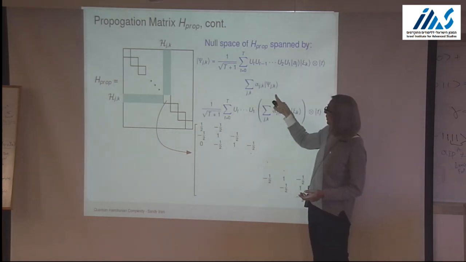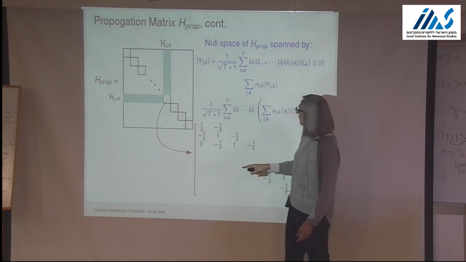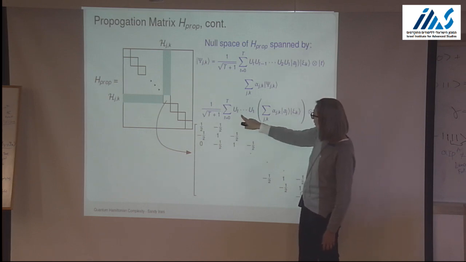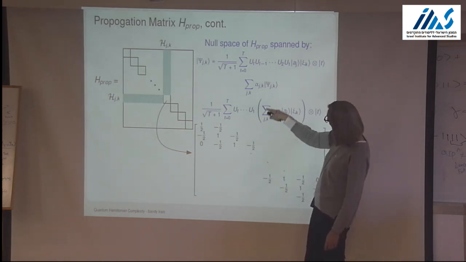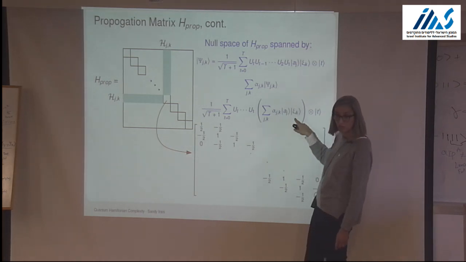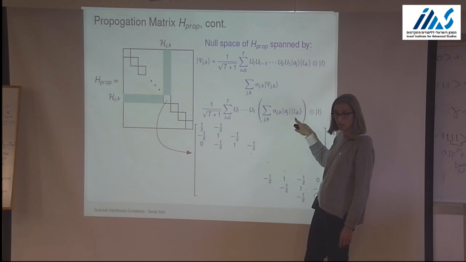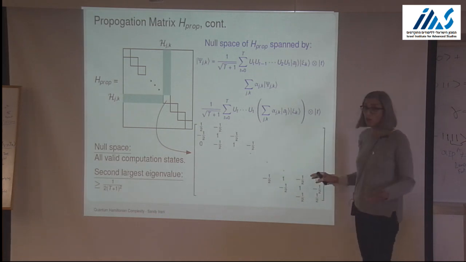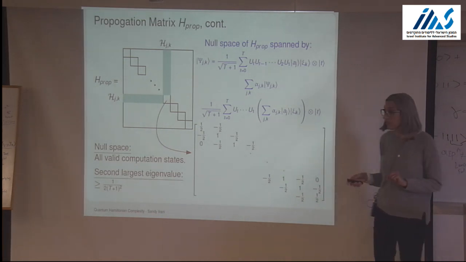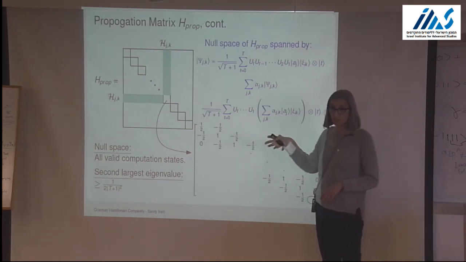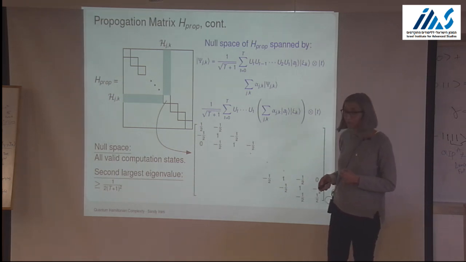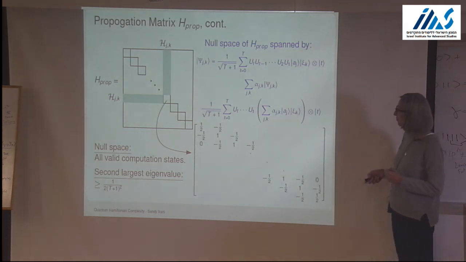So if I take a superposition of states that look like this, I can switch the summations, and what I get is the computation state where the starting state is a superposition of different starting states from my basis. Does that make sense? So just the swapping of the summations tells me that basically the null space consists of all valid computation states. Okay, and the second smallest eigenvalue of this entire matrix is bounded below by 1 over t squared. Oh yeah, thank you. Second smallest. We'll debug these slides as we go.